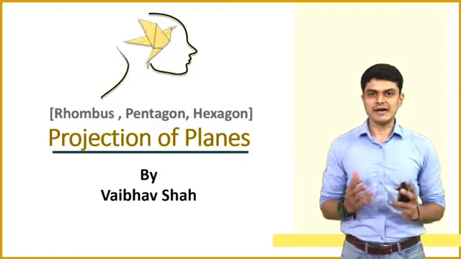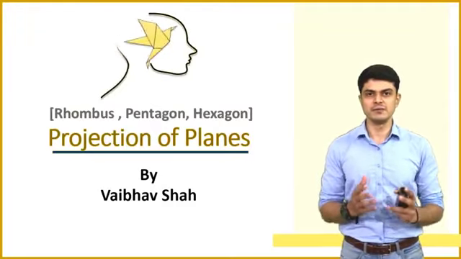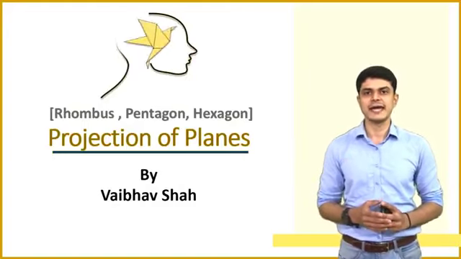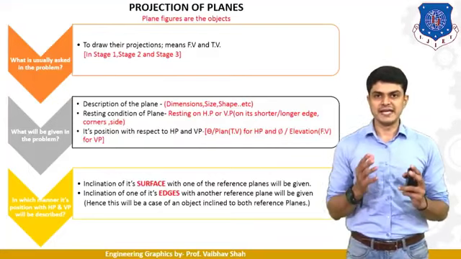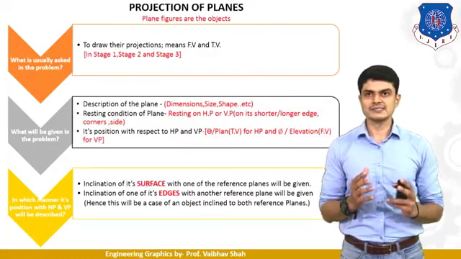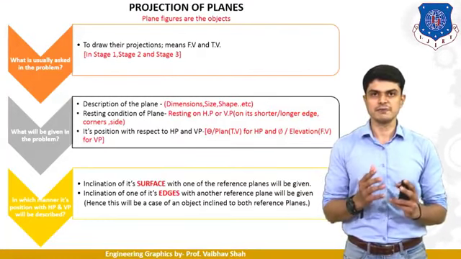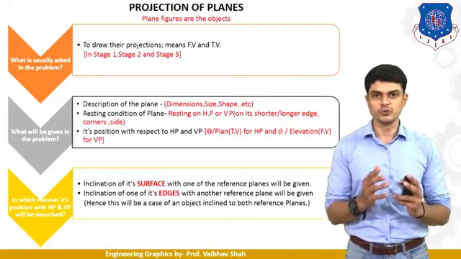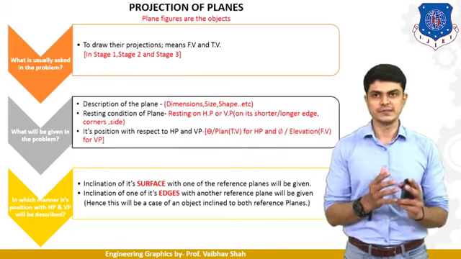Hello and welcome. I am Vaibhav and our today's topic is projection of planes, and we'll be learning about rhombus, pentagon and hexagon as our planes. So in projection of planes, plane figures are our objects. So what is usually asked in the problem? We need to draw the projection of these planes or objects, meaning their front view and top view, in stage 1, stage 2 and in stage 3.